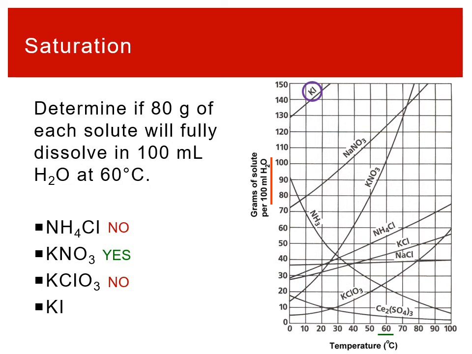Potassium iodide, we can see, goes off the chart. We don't know what the solubility of potassium iodide is at 60 degrees Celsius for this chart, but because the chart caps out at 150, it's over 150, so yeah, we can do 80.